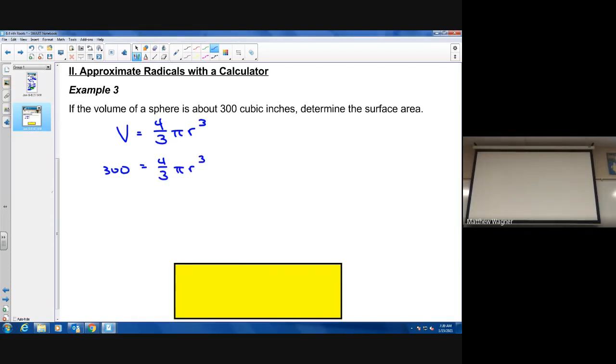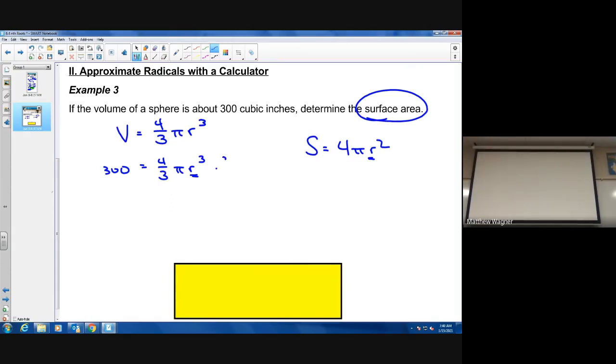All right. So we have our volume formula set up. If you notice, we don't know r. We're trying to determine the surface area. Well, what's the surface area of a sphere? Again, Mr. Shibusky would be so disappointed with you guys. Surface area of a sphere is 4 pi r squared. So it looks like if I'm going to solve for surface area, I need my radius, which is why we go through the volume formula.